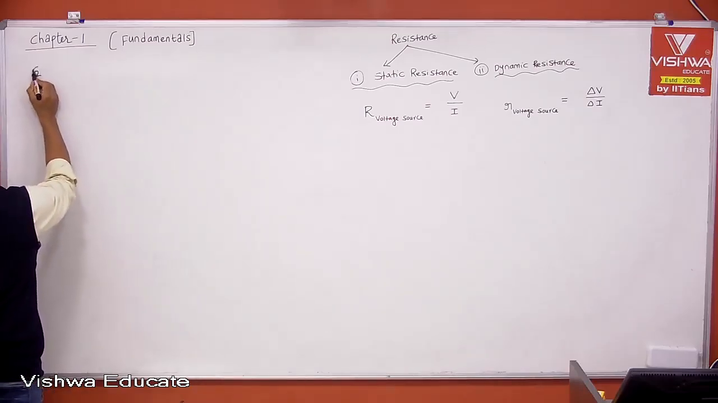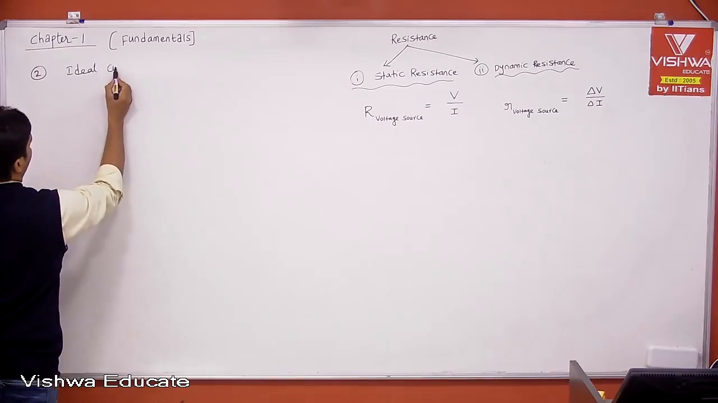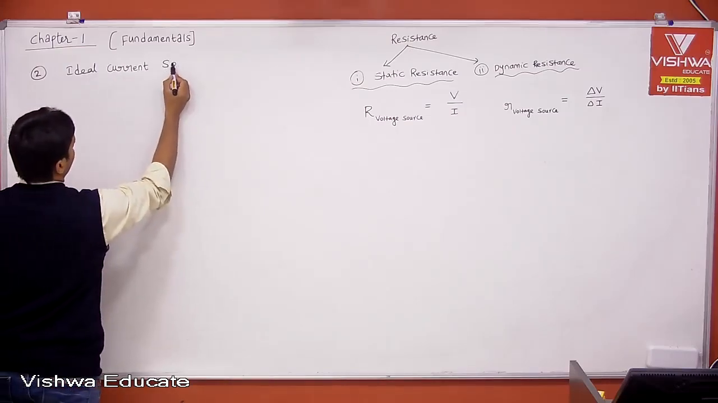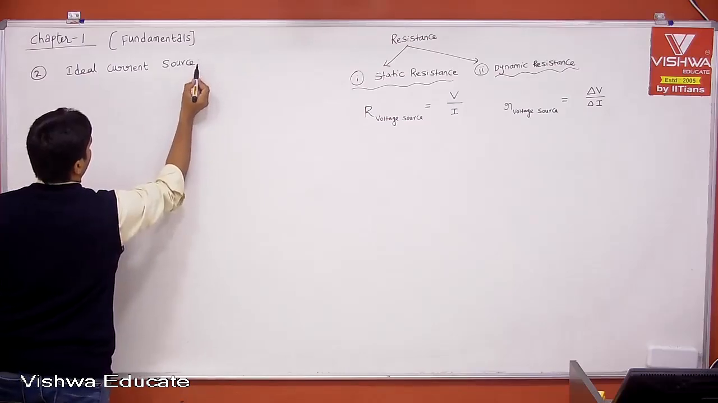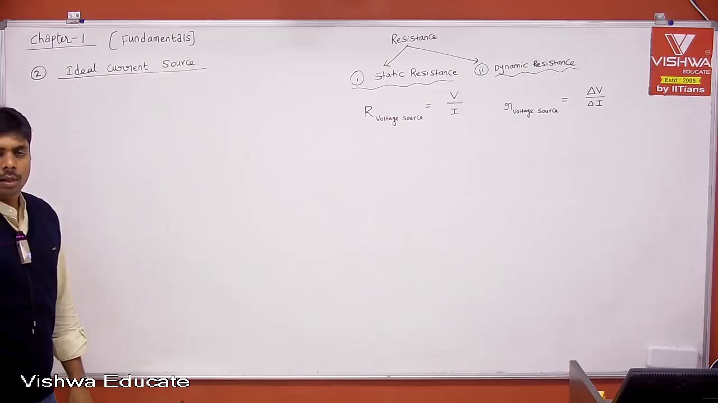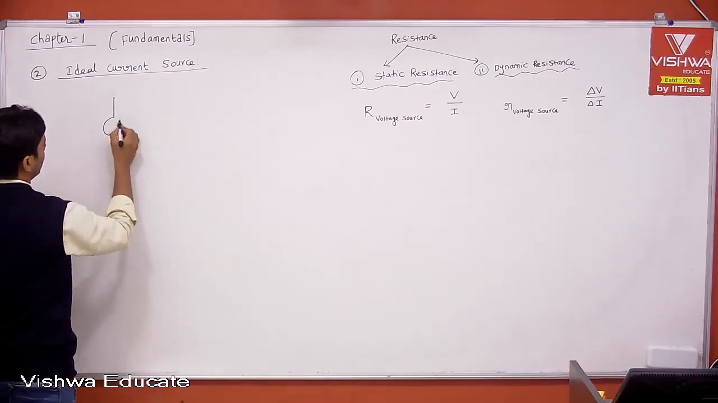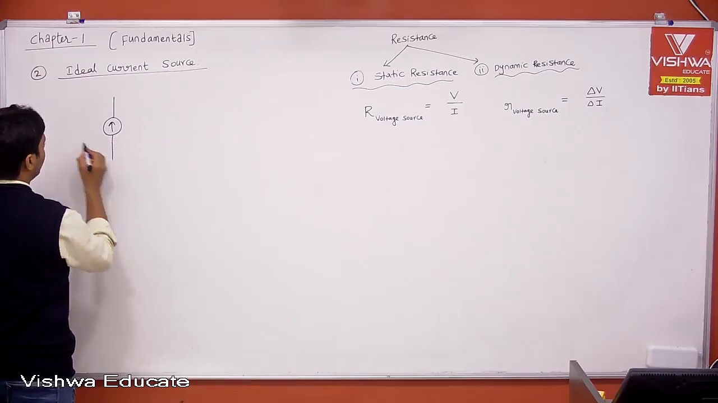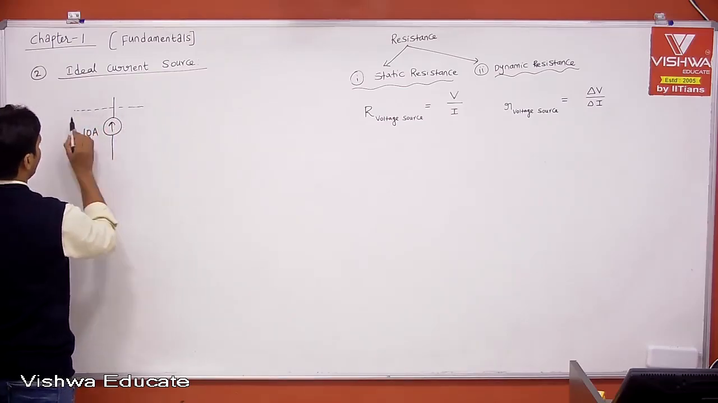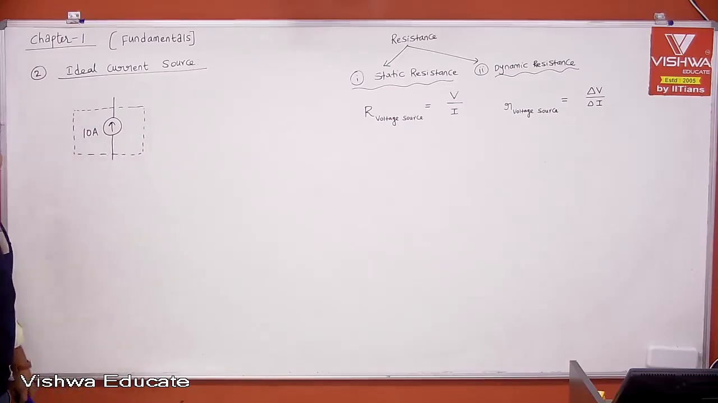Okay, now the second one, ideal current source. What is an ideal current source? Now my current source is nothing but the DUT, device under test. Let me take an example of 10 ampere. Therefore, can I say this is my device under test? I want to characterize the ideal current source.